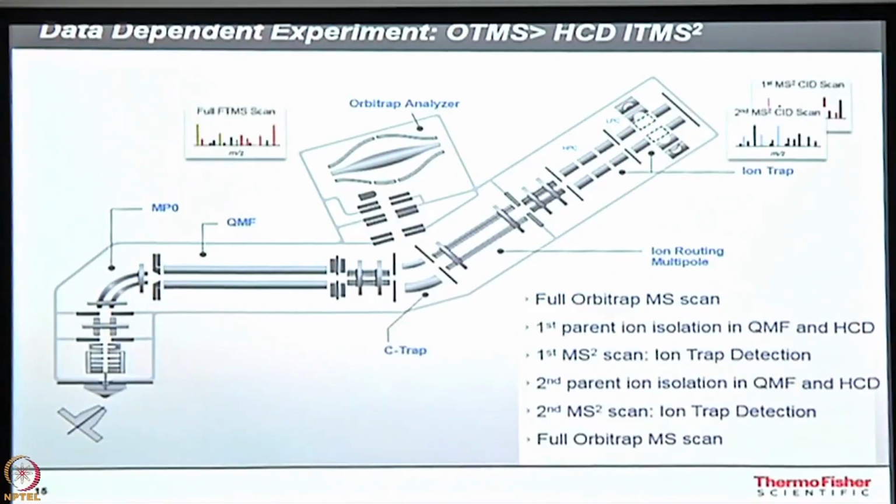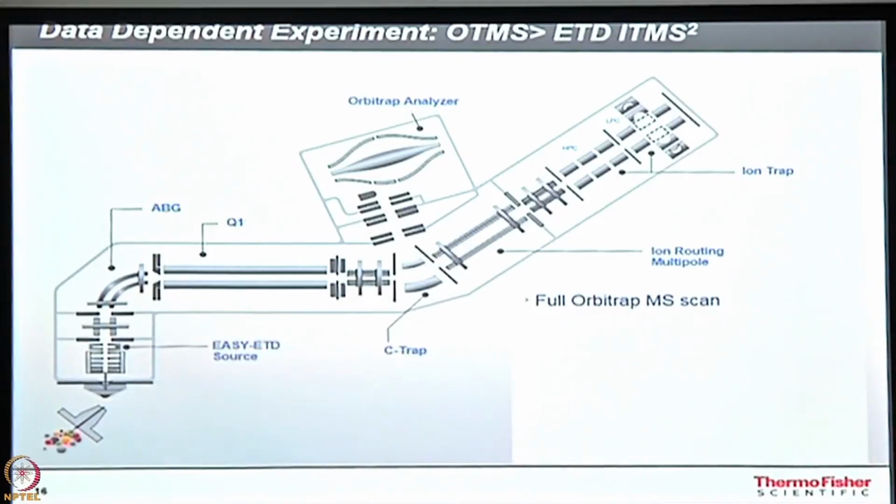So after all the MS2 scan, you will get the MSMS scan. Now next is the ETD. What happens in case of ETD? Even the ETD fragmentation will happen in the ion trap. So first is the full MS. In the same way, the full MS comes to the Orbitrap.